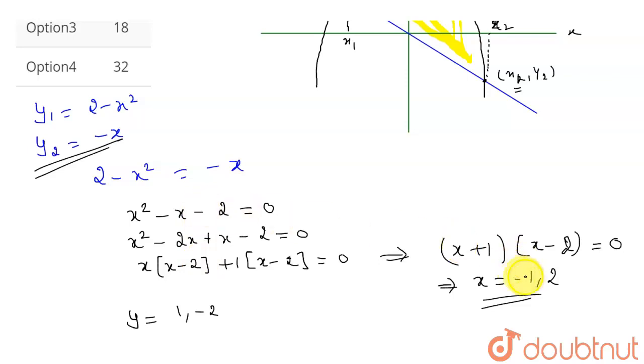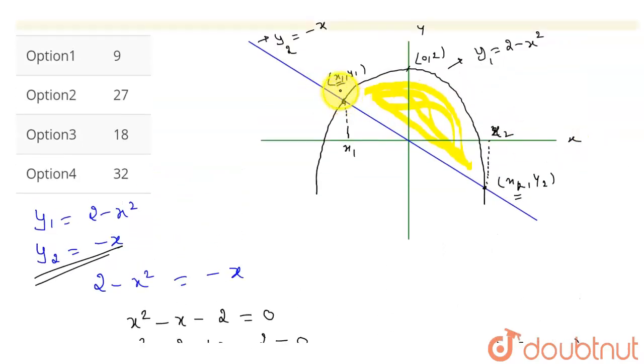Okay, if I put this value of x in y2, this will be my point of intersection. Here x1, y1 I have found to be minus 1 and 1, and this point of intersection I have found to be 2 comma minus 2. Now we have to integrate. If we integrate this from x1 to x2, we will get this area.